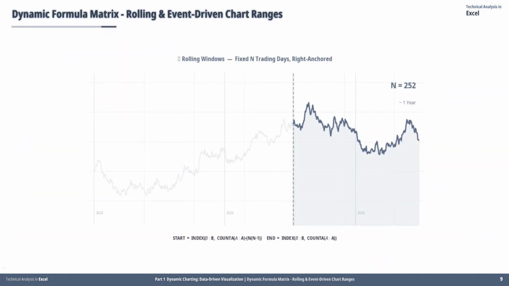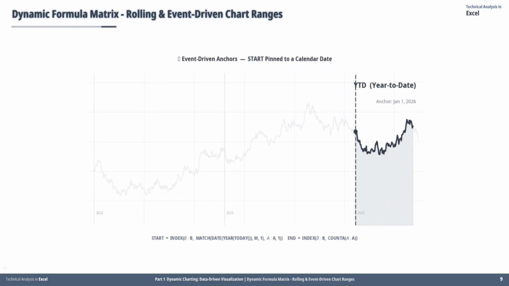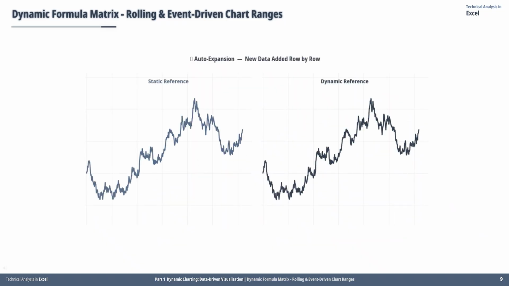This animation demonstrates the three core concepts from the formula matrix, applied to 650 rows of real price data. Section 1 shows rolling windows. The highlighted portion of the chart represents the active data window, always anchored to the rightmost, most recent point. Watch as the window shrinks from 252 trading days, which covers approximately 1 year, down to 60 days for a quarterly view, then to 20 days for a monthly view, and finally to just 5 days for a weekly snapshot. In every case, the right endpoint stays fixed at the latest row. Only the left endpoint moves.